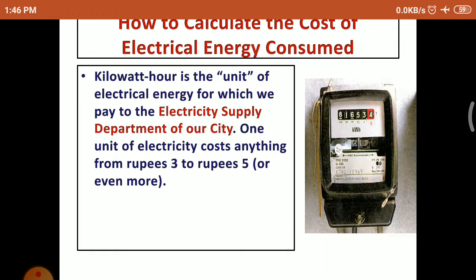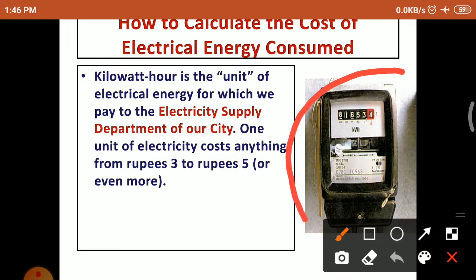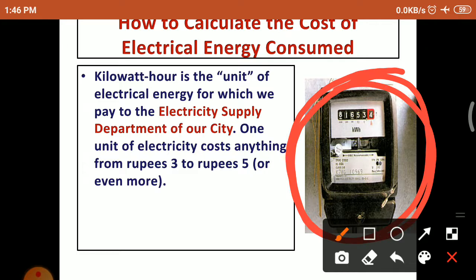Using this meter we can calculate the electrical energy consumed. I know that you have seen this electrical meter in our homes. Using this electrical meter we can measure the electrical energy consumed, and the unit of electrical energy is kilowatt hour.